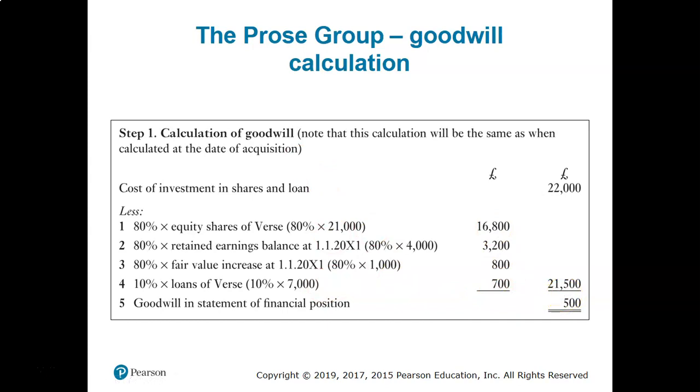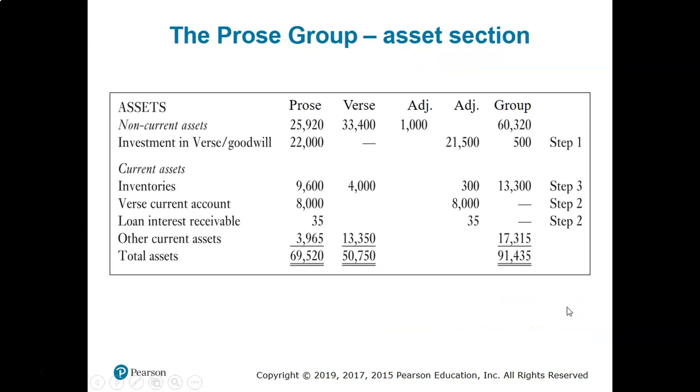21,500. So their investment is 22,000. So the remaining 500 they are paying as goodwill, and this is what we have calculated. So 21,500 they acquired, and their investment is 22,000. So 500 is goodwill, and this is the first stage that we have recognized.